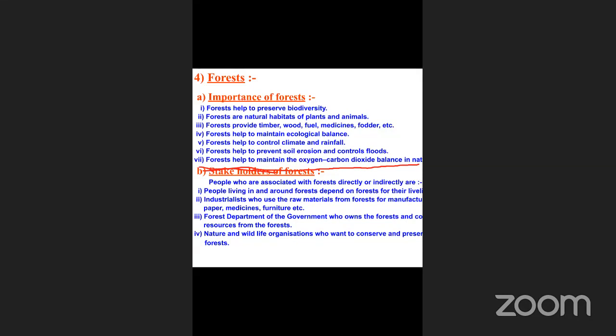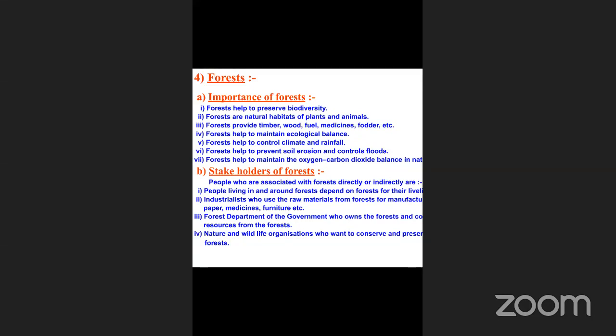And then the last point, forest help to maintain the oxygen carbon dioxide balance in nature. How do we maintain the oxygen carbon dioxide balance? Can anyone explain the last point? Yes, children. Last point, forest help to maintain the oxygen carbon dioxide balance in nature. It takes carbon dioxide inside and gives oxygen.